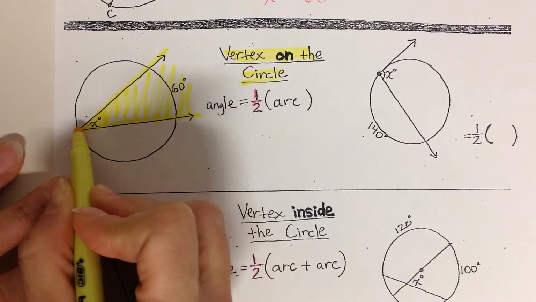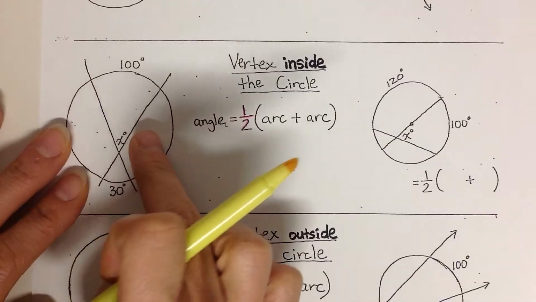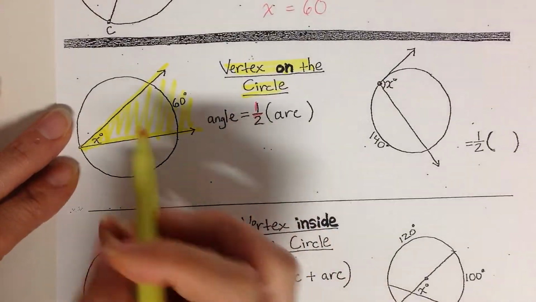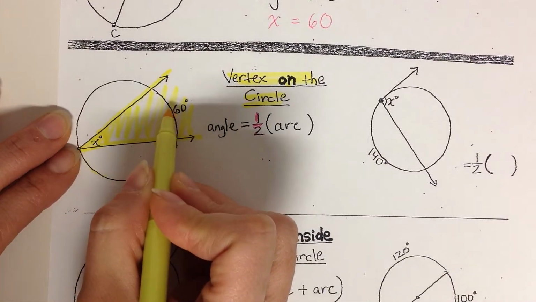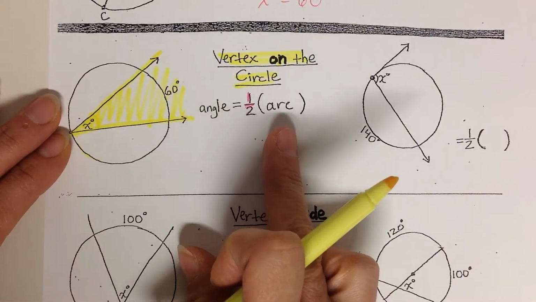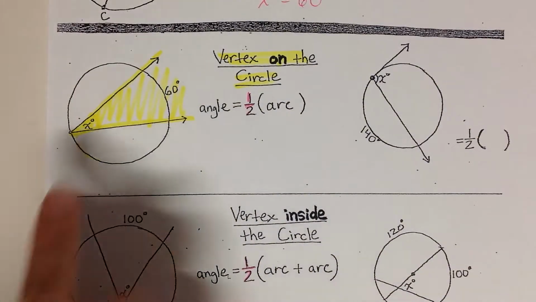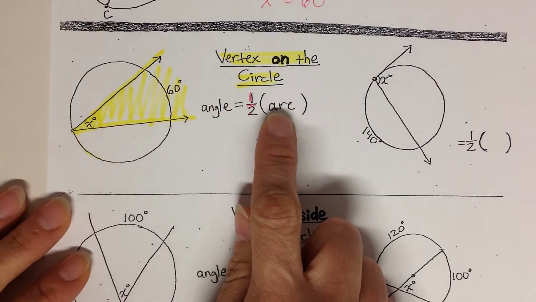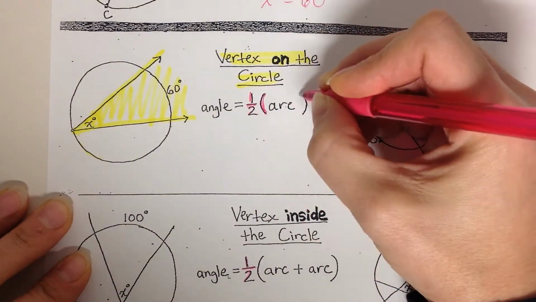Okay, so if it's on the circle, alright, and I don't mean on as like here, that's inside. I mean on the curve. Okay, you're just going to find one arc, and all you're going to do is take half of it. Okay. Some people get confused when sometimes the X is actually not an angle, it's the arc. So what I want you to notice is when you're plugging in here, you're plugging the arcs in the arcs.